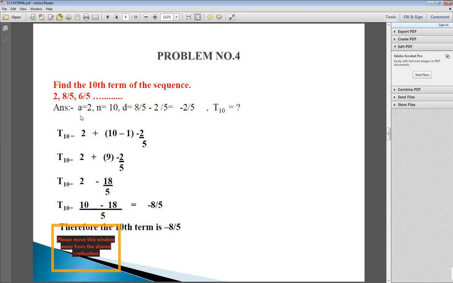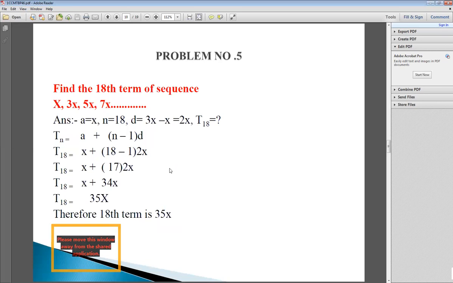Therefore, we need to calculate the 10th term. So T10 is 2 plus (10 minus 1) into minus 2 by 5. So T10 equals 2 plus 9 into minus 2 by 5, which is minus 18 by 5. Then we have to take the LCM for 2 as well as for minus 18 by 5, which is 1 and 5. 5 is the LCM. Therefore, 2 fives are 10, and 18 into 1 is 18. The difference of these two is minus 8 by 5. Therefore, the 10th term value is minus 8 by 5.